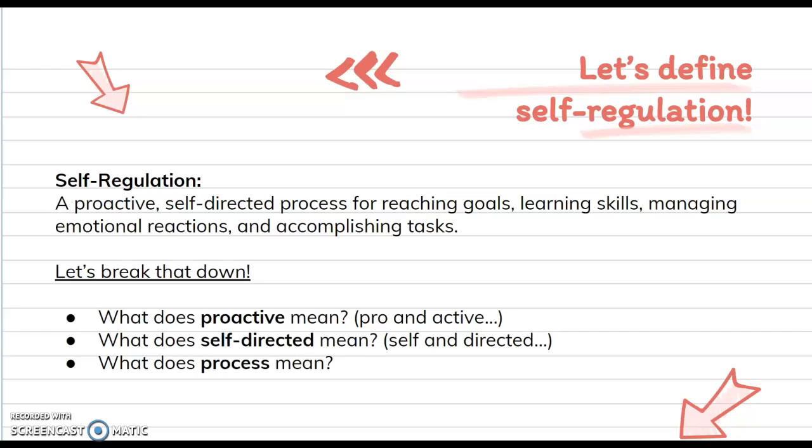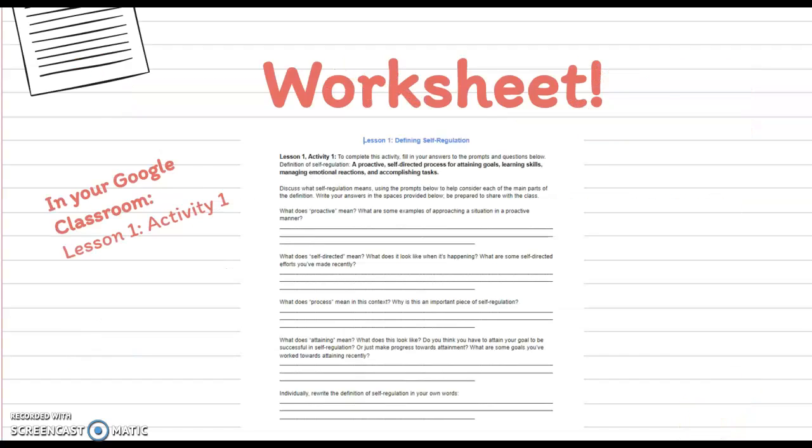And the third one that we are going to complete is, what does the word process mean? Here's where you will fill that in, and teachers, once again, please pause the screen so the students have time to fill that out and discuss it.